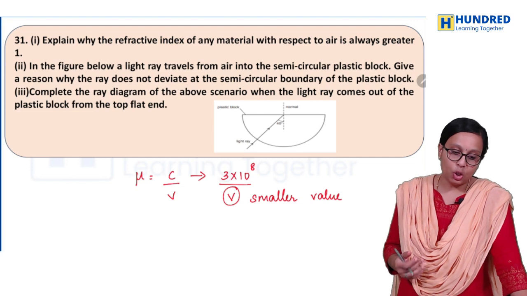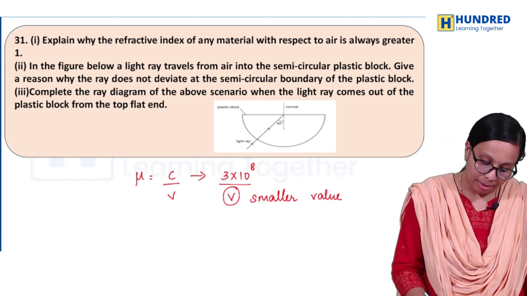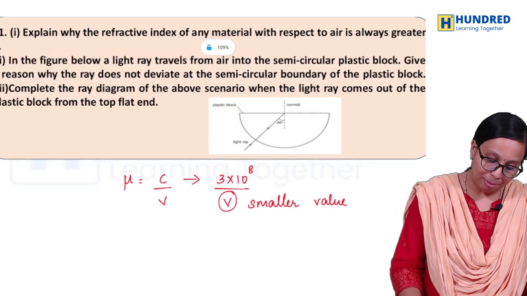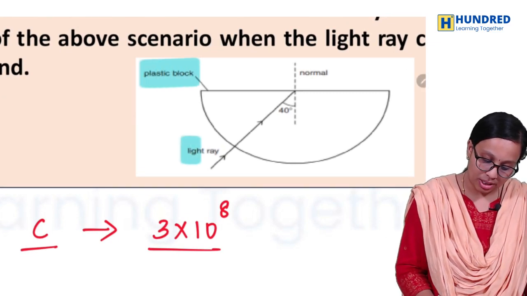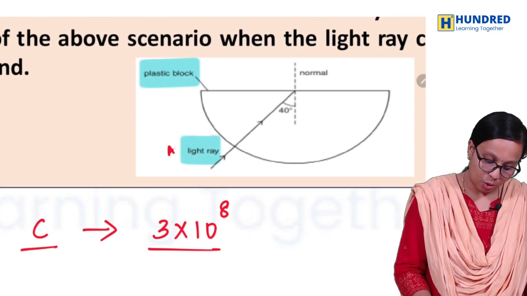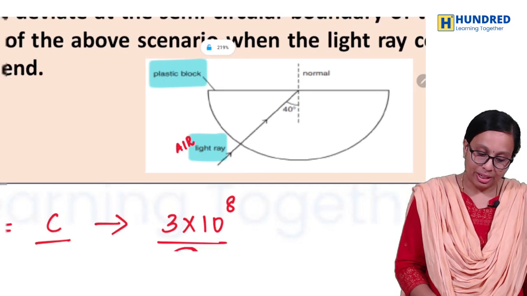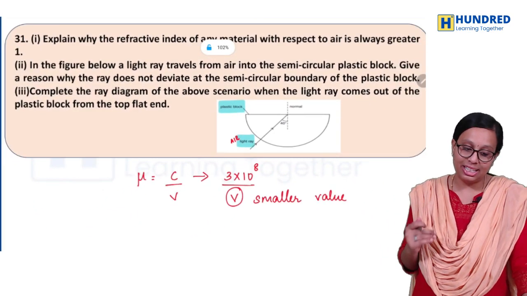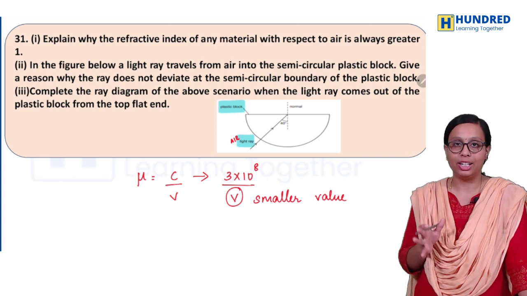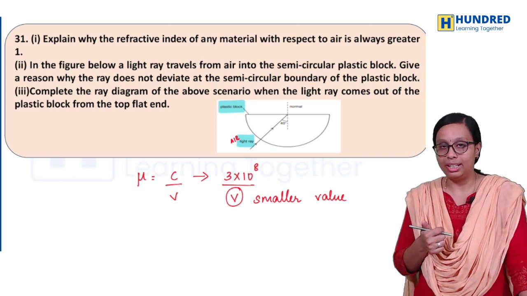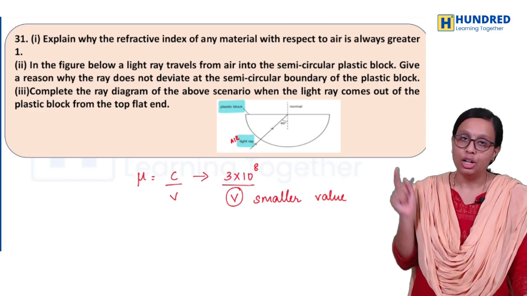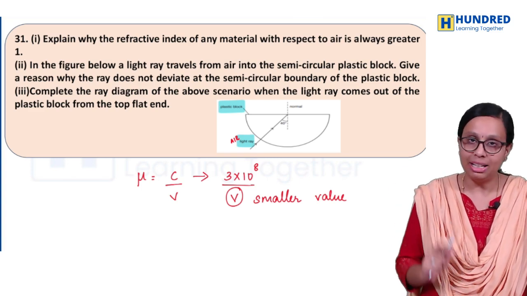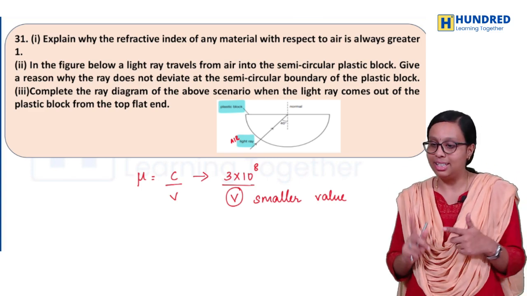In the figure below, a light ray travels from air into a plastic block. Okay, so this is the plastic block and outside you have got air. So when it is entering, there is no deviation. The light ray does not deviate. When will the light ray not deviate? The light will not deviate when you pass it through the normal. So this ray acts as a normal. That is the reason it did not get deviated.